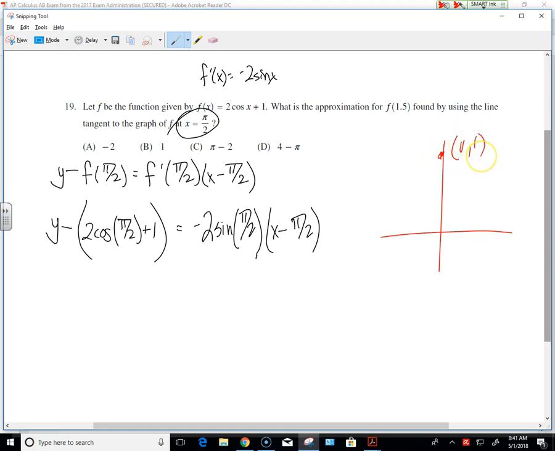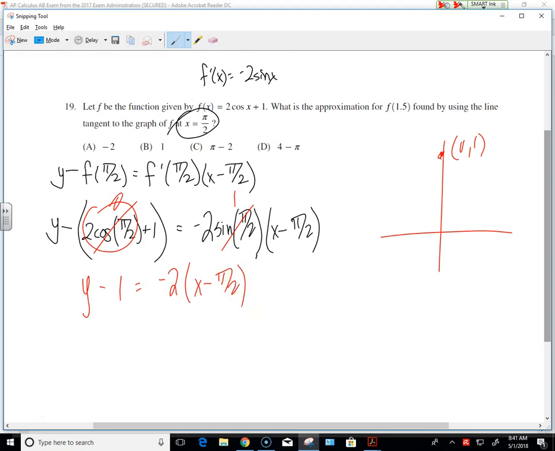Isn't that 0, 1? Isn't cosine 0? Isn't sine 1? So you end up with y minus, that's 0. I still have a 1 left over, equals, that's going to be negative 2 times x minus pi over 2. I have a tangent line.